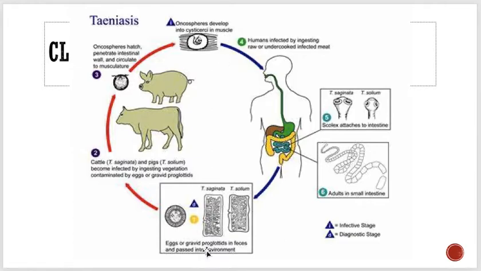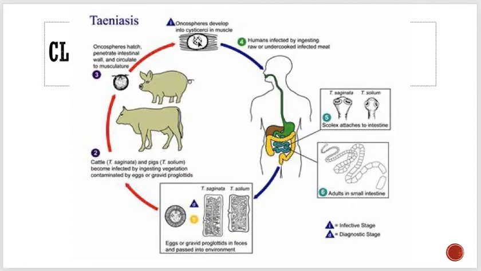This one is what is called proglottids, you can see over here. Both the proglottids and the eggs are released with the feces of the infected individual, and this serves as a source of infection for the pigs and the cattle, which act as intermediate hosts. After the ingestion of the eggs, inside them they mature and are called oncospheres. All these oncospheres are released in the gut. They penetrate the intestinal wall, enter the blood circulation, reach the skeletal muscles and the cardiac muscles, and develop into cysticerci in the muscles.